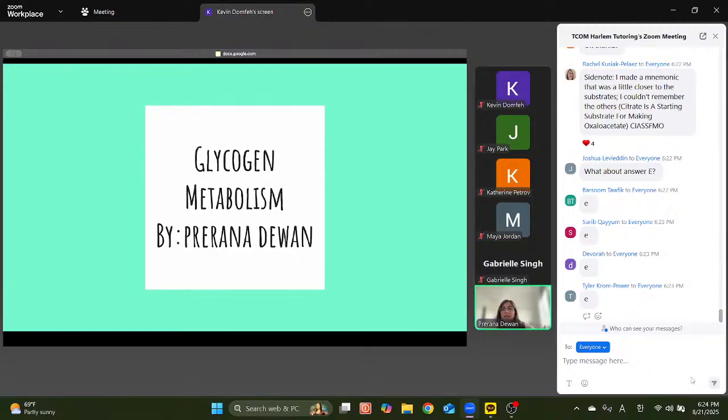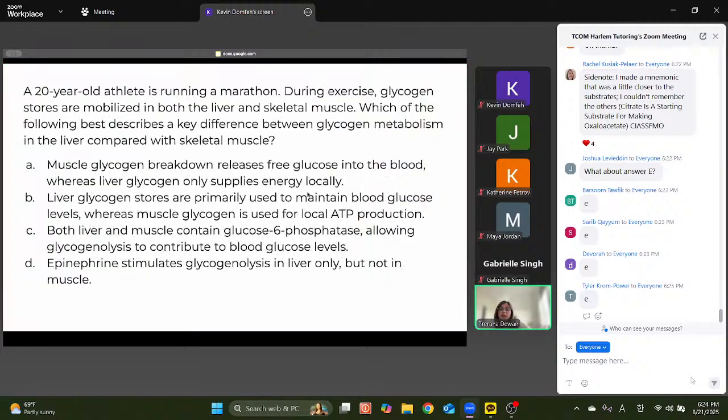All right, hello, I'm back. We're going to go over glycogen metabolism now. Okay, so the first question: a 20-year-old athlete is running a marathon. During exercise, glycogen stores are mobilized in both the liver and skeletal muscle. Which of the following best describes a key difference between glycogen metabolism in the liver compared with skeletal muscle?